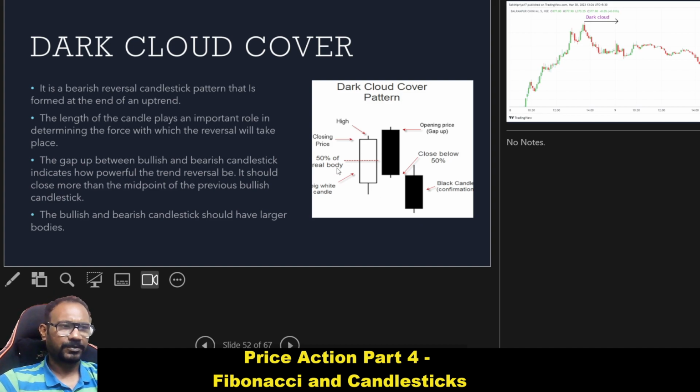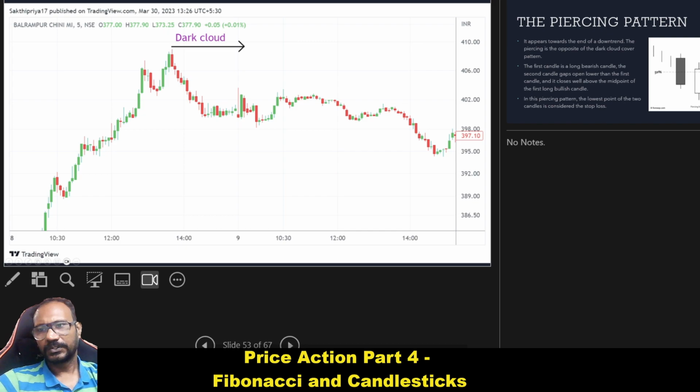So let me show you an example. You see, this is a large candle. This has taken out the 50% level, and the next candle broke the low of this, and you can see that the market has come down pretty significantly from there on. So this is a good example of dark cloud.